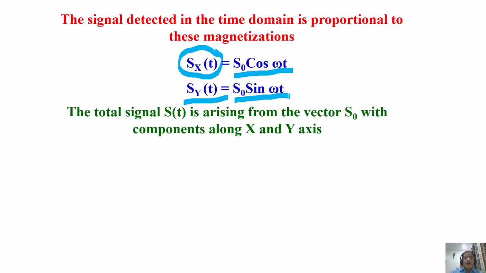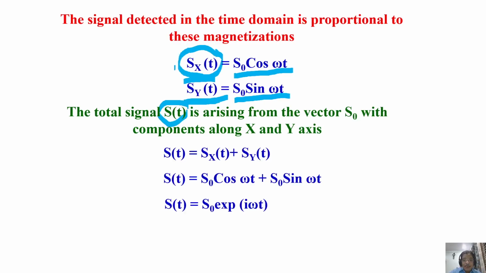But the total signal S of t is the sum of Sx of t plus Sy of t, like M is equal to Mx of t plus My of t, which we saw in the previous slide. Now what I am telling is that the signal we are collecting in the time domain, S of t, can be resolved into two components, signal along the x-axis and signal along the y-axis, collected as a function of time. So the total signal is the sum of Sx of t plus Sy of t. This is the total signal that we are collecting. This is the FID.